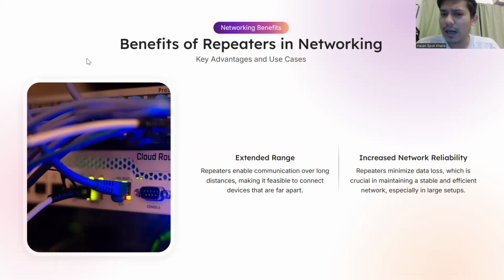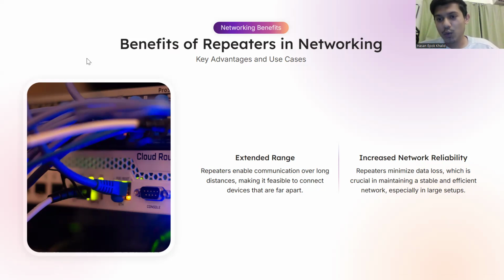First of all, extended range. Repeaters enable communication over long distances, making it feasible to connect devices that are far apart. Let me give you an example. Suppose I'm in a shopping mall on the first floor, and there is a Wi-Fi range. But when I go to the second floor, there is no Wi-Fi. How do we solve this problem? If we place a repeater, then the range will increase. So a repeater is used for extending range.